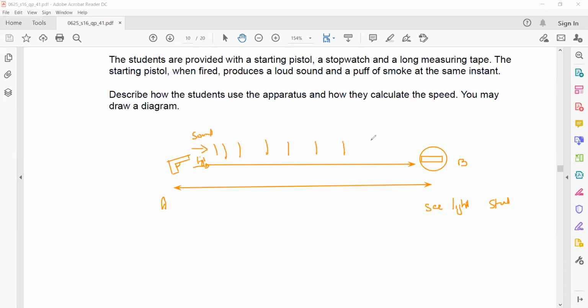So this is the experiment, and the same thing you have to write in the place available. You will measure the distance by using a measuring tape. Then a person at position A fires a shell or uses the starting pistol. When a person at position B sees the flash, he will start the timer, and when he hears the bang, he will stop the timer. Distance divided by time, you will get the speed.